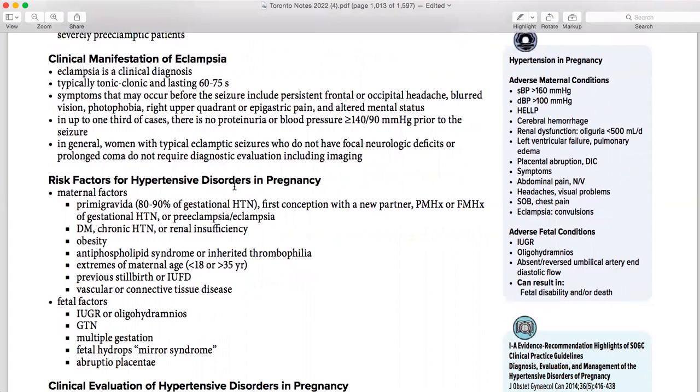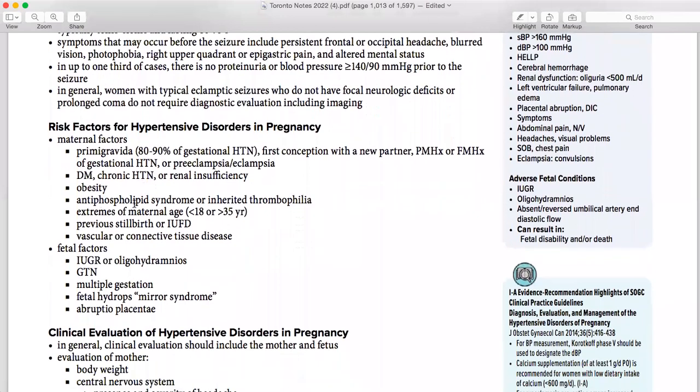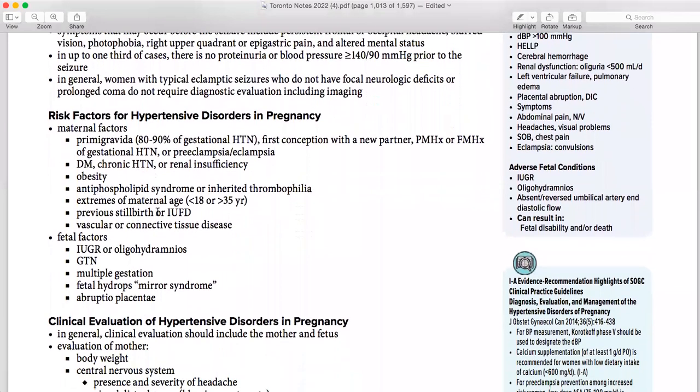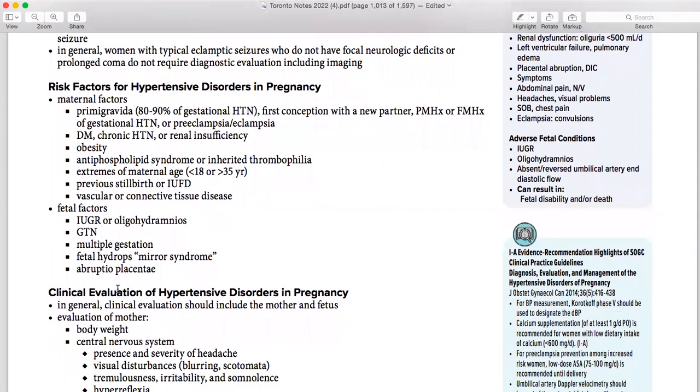Risk factors for hypertensive disorders in pregnancy. Maternal: primigravida, diabetes mellitus, hypertension, renal insufficiency, obesity, antiphospholipid syndrome, thrombophilia, and maternal age either very low or very high, like less than 18 or more than 35. Previous stillbirth or intrauterine fetal demise, vascular or connective tissue disease. Fetal factors: IUGR, oligohydramnios, GTN, multiple gestation, fetal hydrops, Miller syndrome, and abruptio placentae.